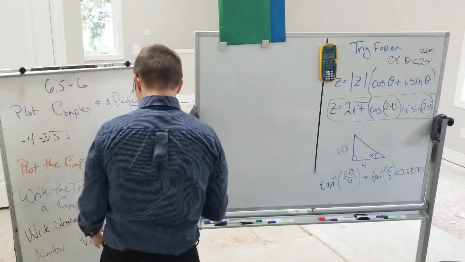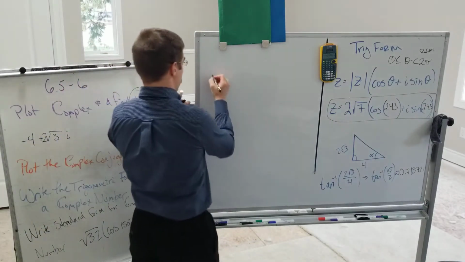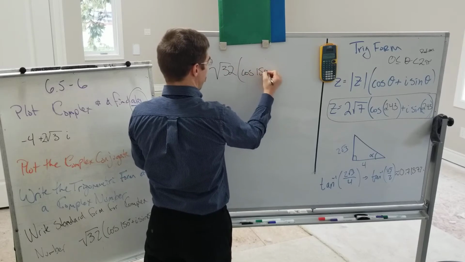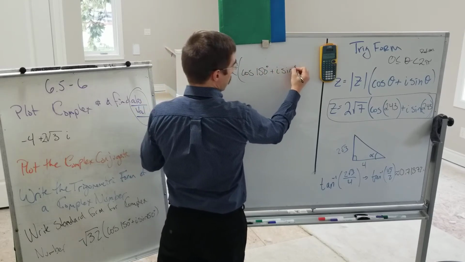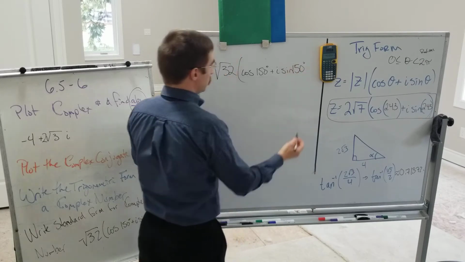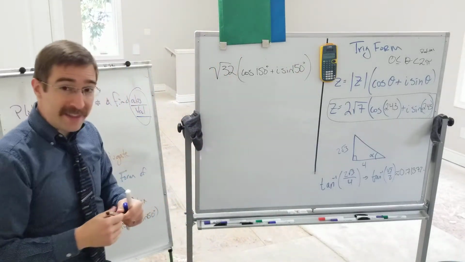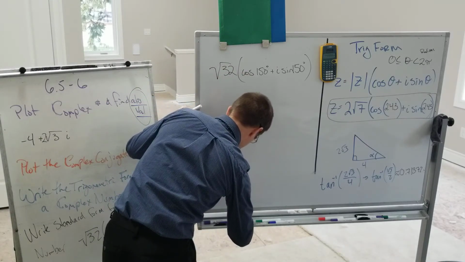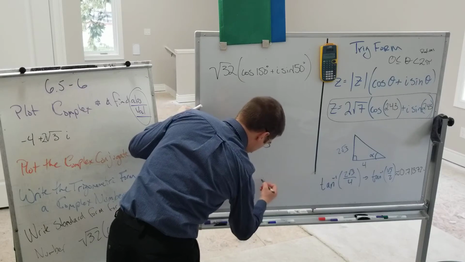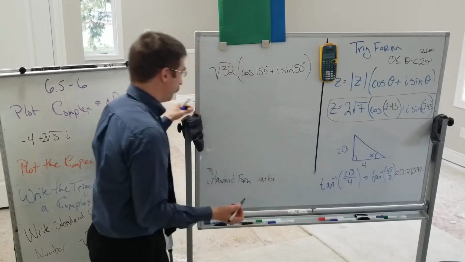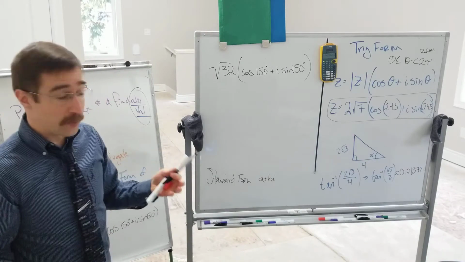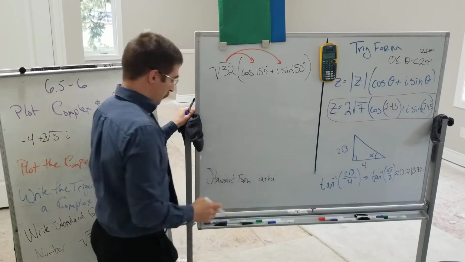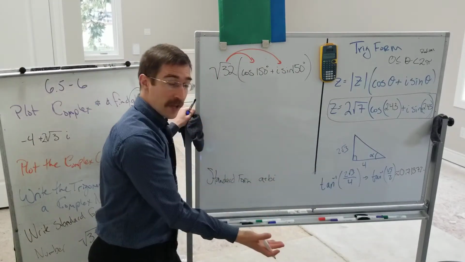All right, so if I have a trigonometric form like square root of 32 times cosine 150 degrees plus I sine 150 degrees, what I want to do is write this in standard form, which is the A plus BI form. So I'm just going to distribute this root 32. So it looks like number plus number times I.